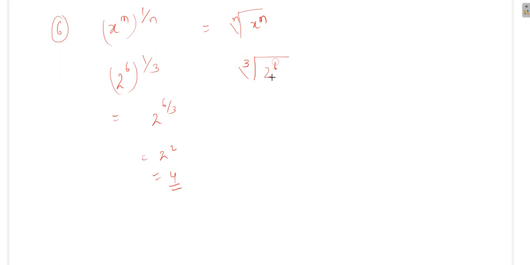Let us see what happens if I write it in this form, that is the cube root of 2 power 6. Now, laws of indices also help to solve the problems of surds. 2 power 6 can be written as 2 power 3 into 2 power 3. If I take the cube root out, it will be 2 power 3 by 3 and 2 power 3 by 3. The value is nothing but 2 power 1 into 2 power 1. So 2 into 2 is 4. So this is the sixth property of the laws of indices.